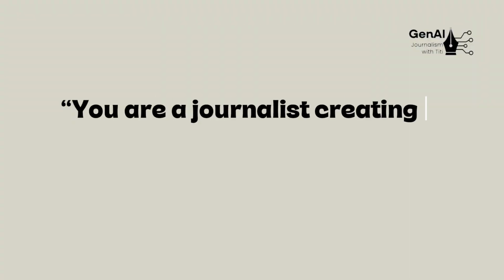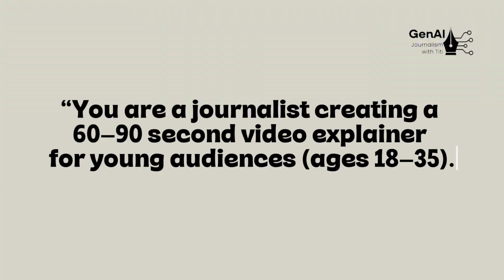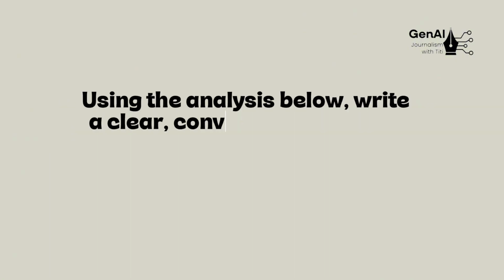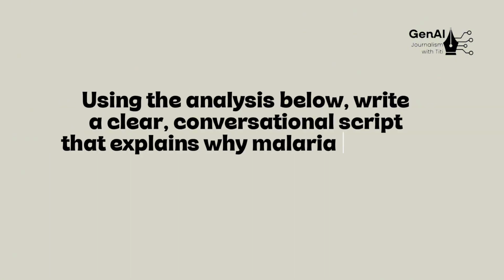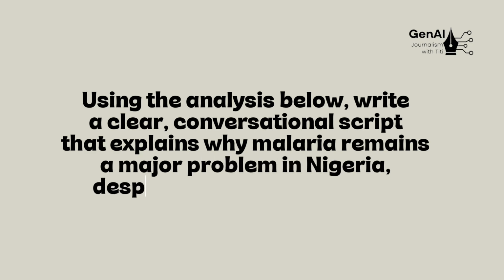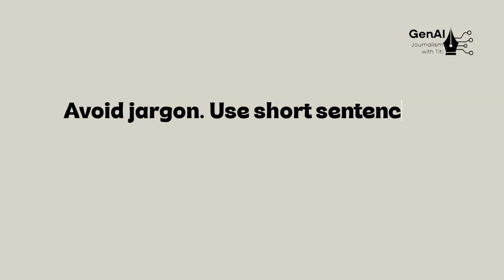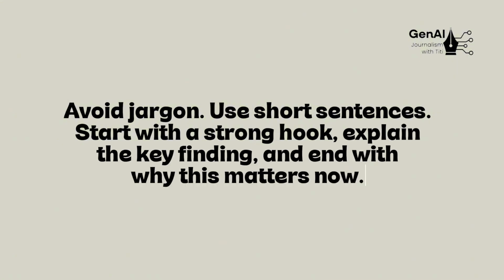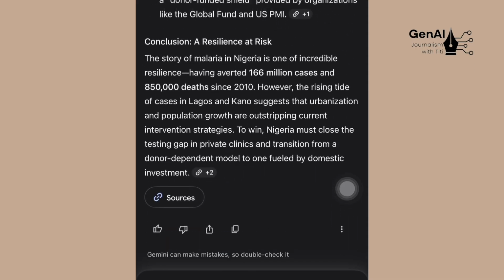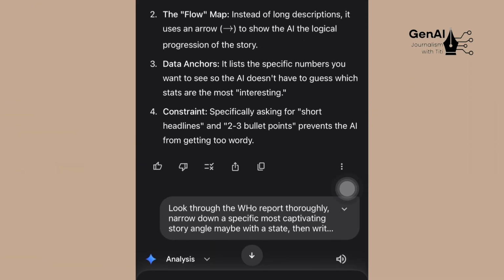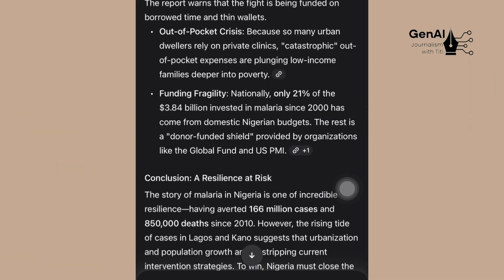You are a journalist creating a 60 to 90-second video explainer for young audiences ages 18 to 35. Using the analysis below, write a clear conversational script that explains why malaria remains a major problem in Nigeria despite years of intervention. Avoid jargon, use short sentences, start with a strong hook, explain the key finding, and end with why this matters now. We'll still be making use of Gemini and the particular tab that has the malaria report.